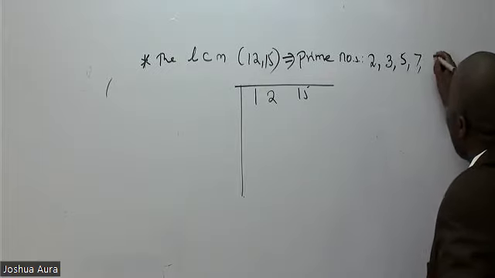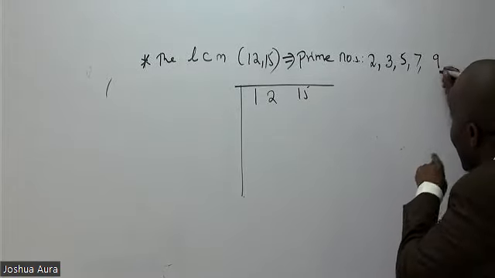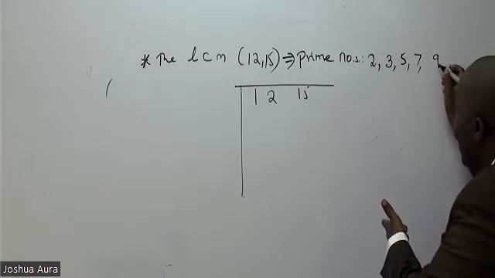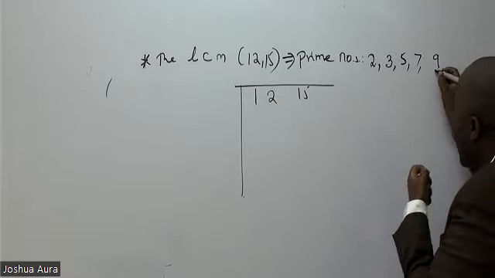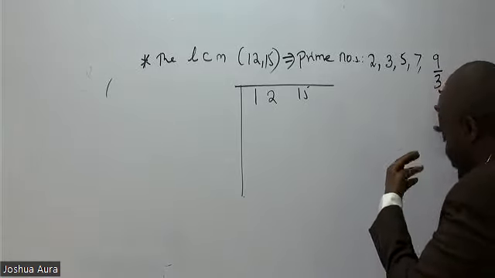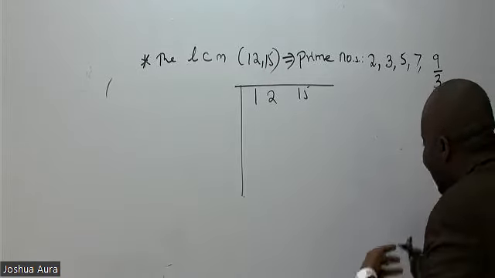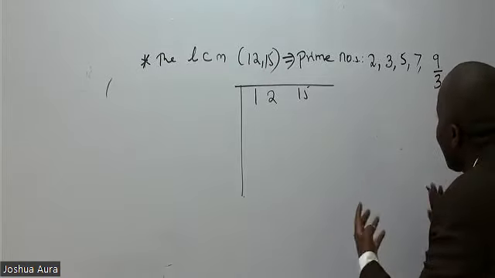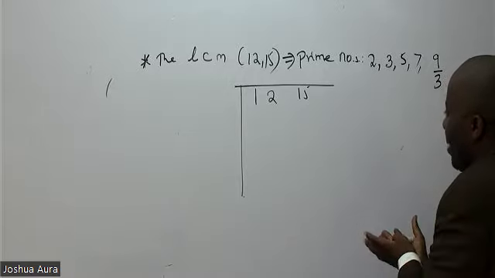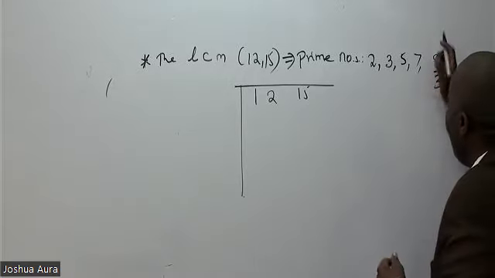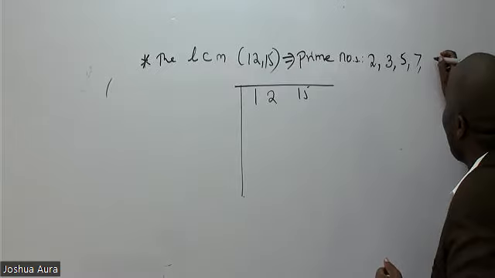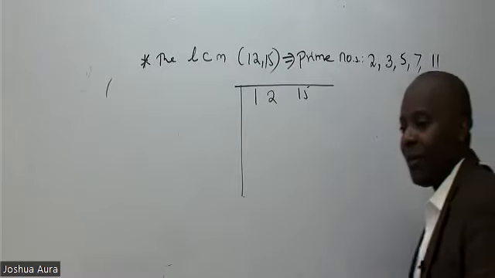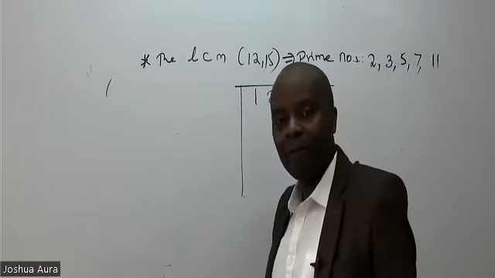But a number like 9 has a number in between that I can divide it with. I can divide 9 by 3 and still get a whole number. So it means that 9 is not a prime number. I'll be getting into this deeper. But a number like 11, ladies and gentlemen, is a prime number.